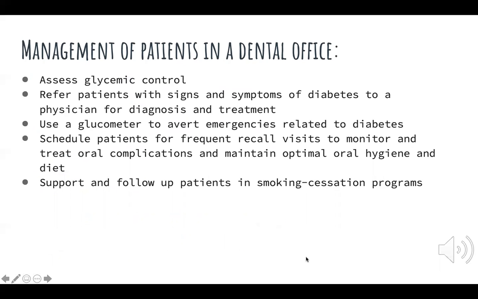Additionally, we want to assess glycemic control. We can do this with a glucometer, which can be used to avert emergencies related to diabetes. We're going to schedule frequent recalls with our patients, and we are also going to support our patients in smoking cessation programs.